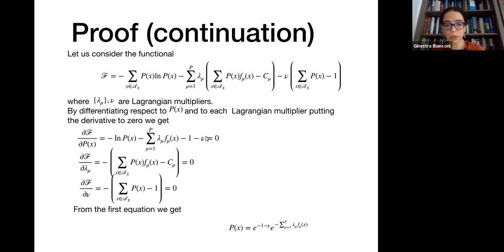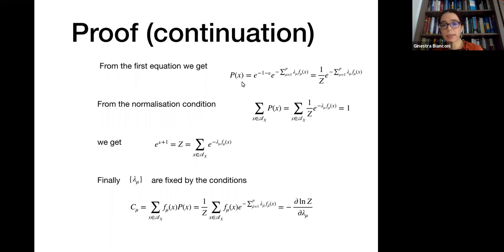Now, if you look at the first of these equations as an equation for P(x), you can find out that P(x) has this exponential form, e to the minus lambda_mu f_mu, with a constant in front. Really, this P(x) expressed in this way is the Gibbs measure, and it needs to satisfy the normalization condition. So this normalization condition will define e to the nu plus 1, which is nothing else than Z, the partition function, as this sum. So we have proved that the probability distribution which maximizes the entropy given this set of constraints is the Gibbs measure, with the partition function defined as we wanted.